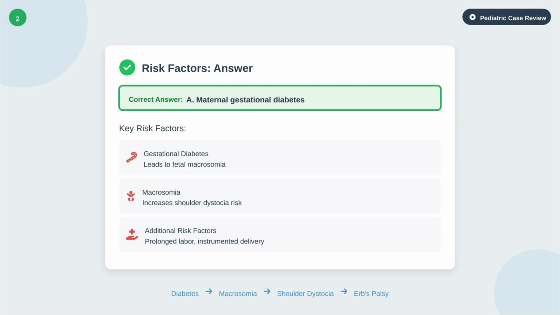Maternal gestational diabetes. Gestational diabetes significantly increases the risk of fetal macrosomia, which in turn raises the likelihood of shoulder dystocia during delivery, a direct cause of brachial plexus injuries. Additional risk factors include prolonged second stage of labor, instrumented deliveries with vacuum or forceps, and excessive traction during delivery. Breech presentation can also increase risk, but less commonly than diabetic macrosomia.